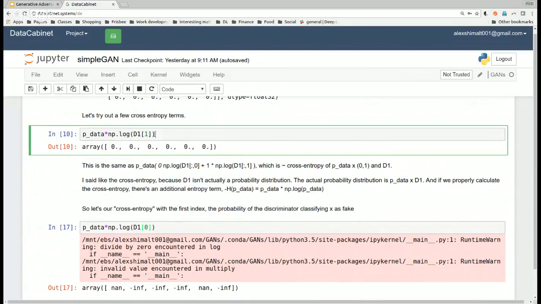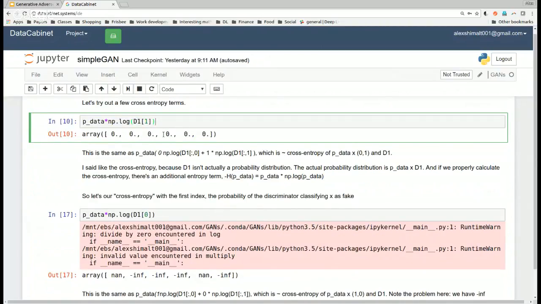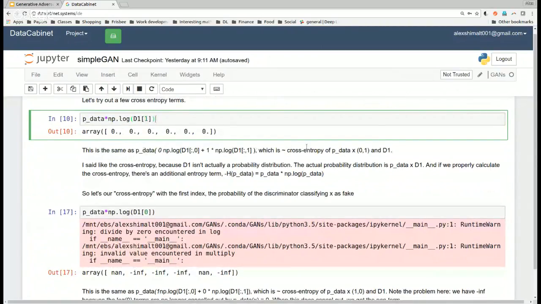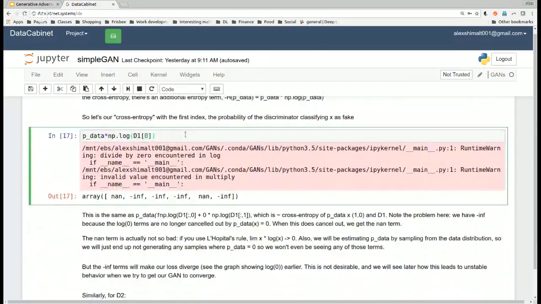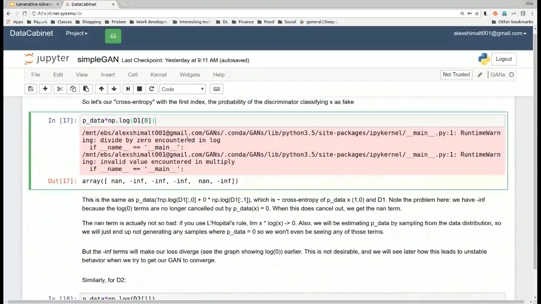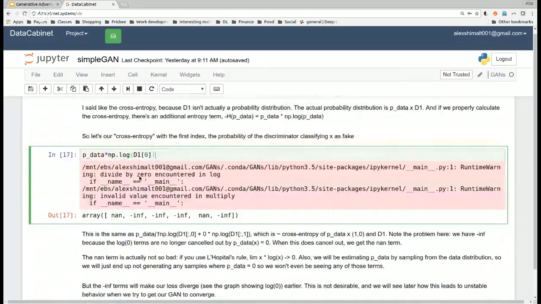But anyway, this actually is what we're going to want to use for our discriminator, because we can see that it's representing the cross entropy of P of data with the correct label and our discriminator. And so what exactly is our other term? Our other term is, well, first let's evaluate it.